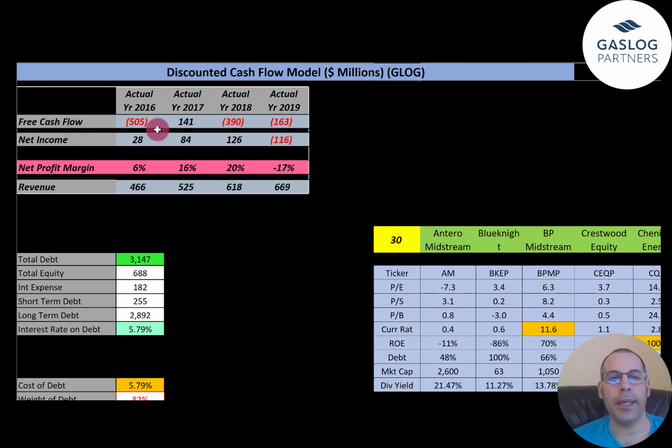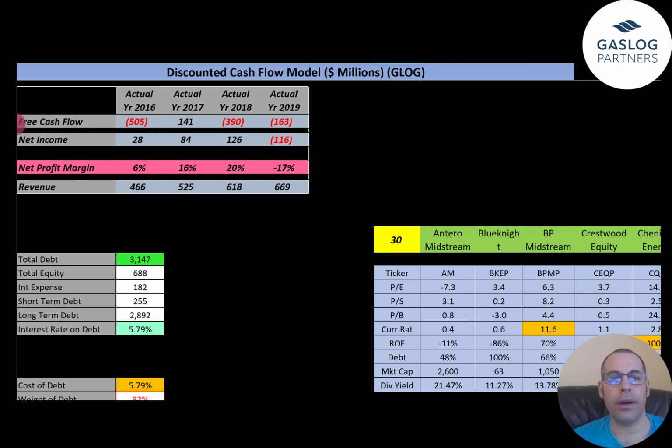If a company has positive free cash flow, it makes it a lot easier for them to pay down debt, pay dividends, acquire other businesses, or invest back into their business to grow it. If a company has negative free cash flow, it might not be able to do any of those things. And this company has negative free cash flow in 3 of the 4 years. It does have positive in 2017.